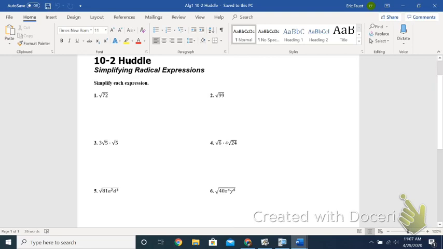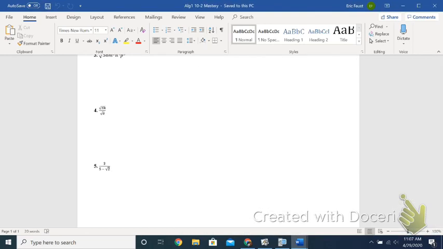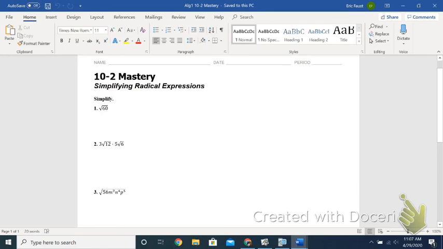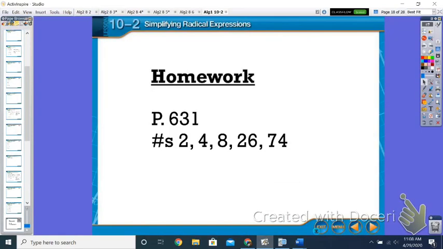So if those went well for you, then you're going to jump to the mastery and you're going to do just numbers 1, 2, and 3, as you see right there. So 1, 2, and 3 on the mastery, and then again, there's your homework. Check back in for the continuation of this lesson.